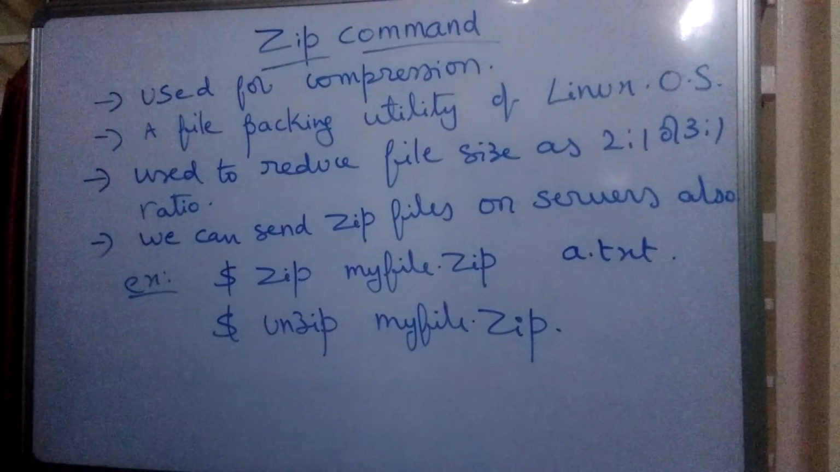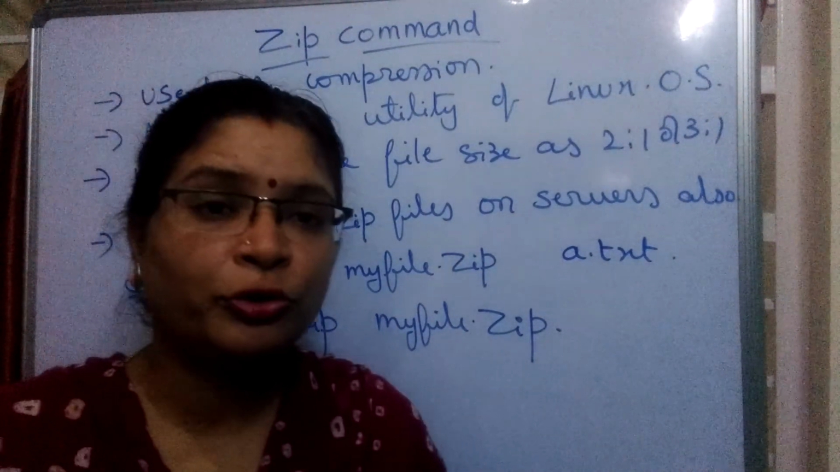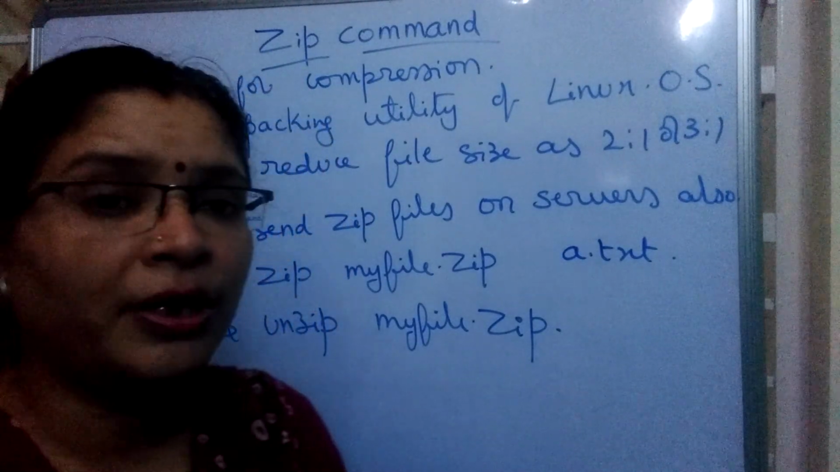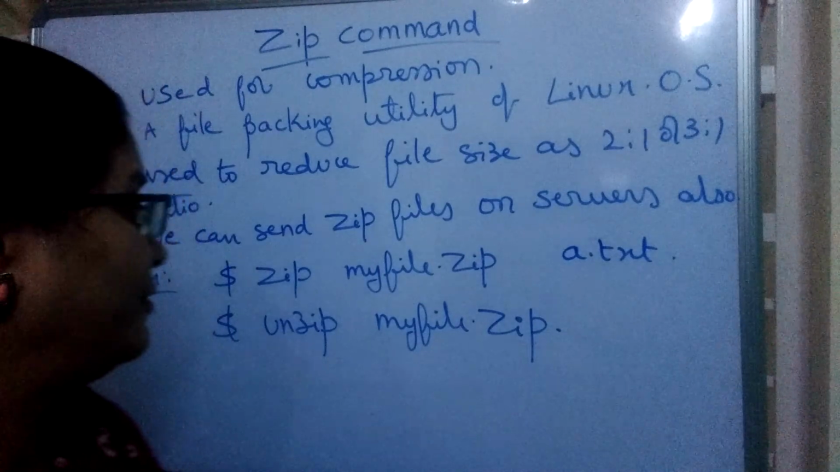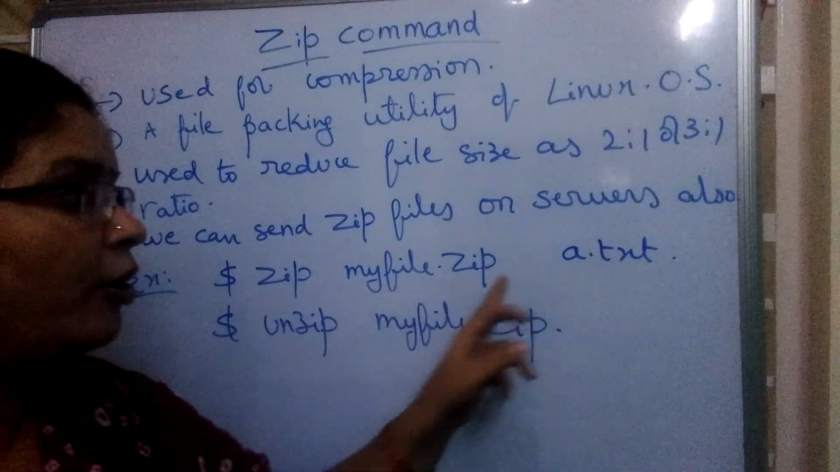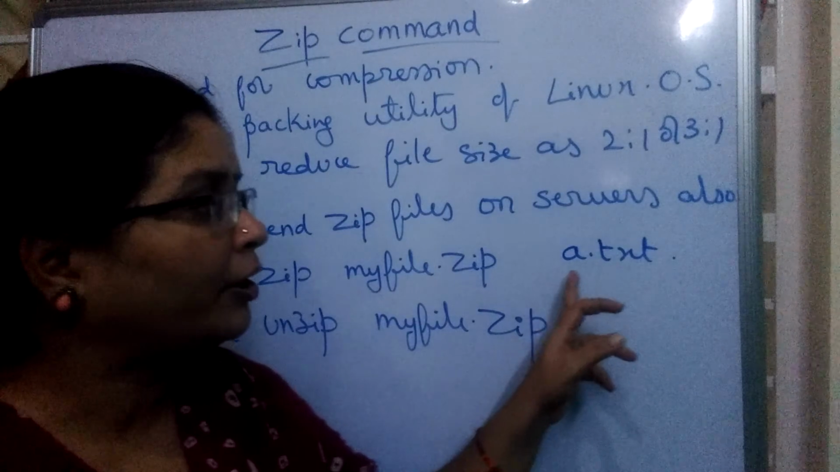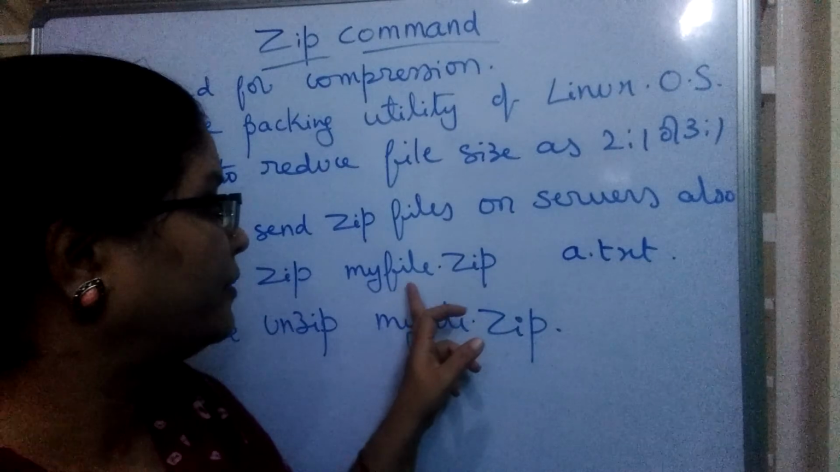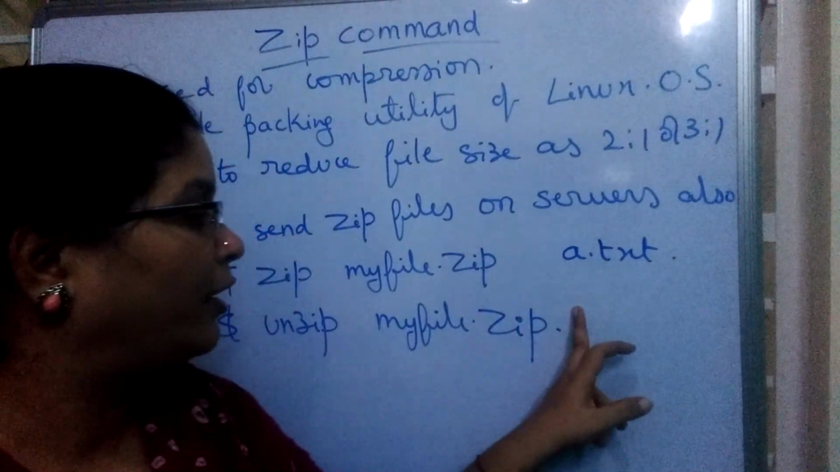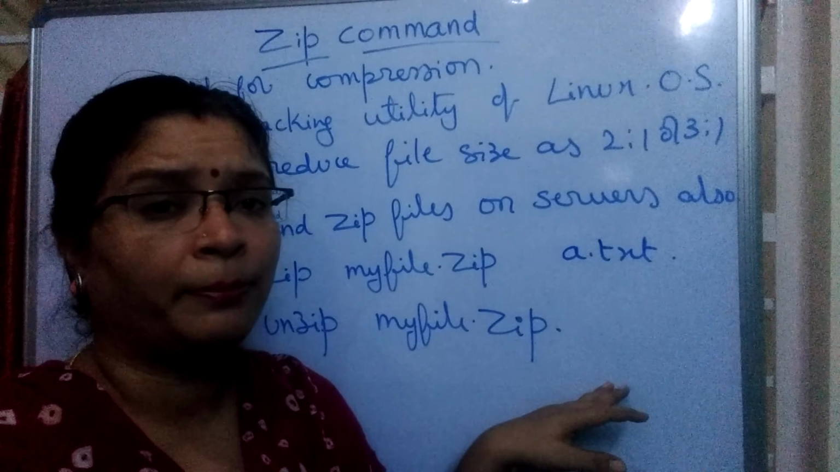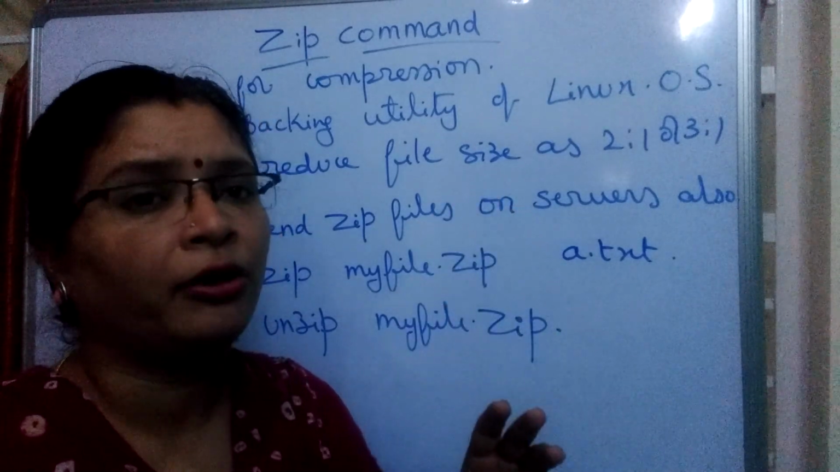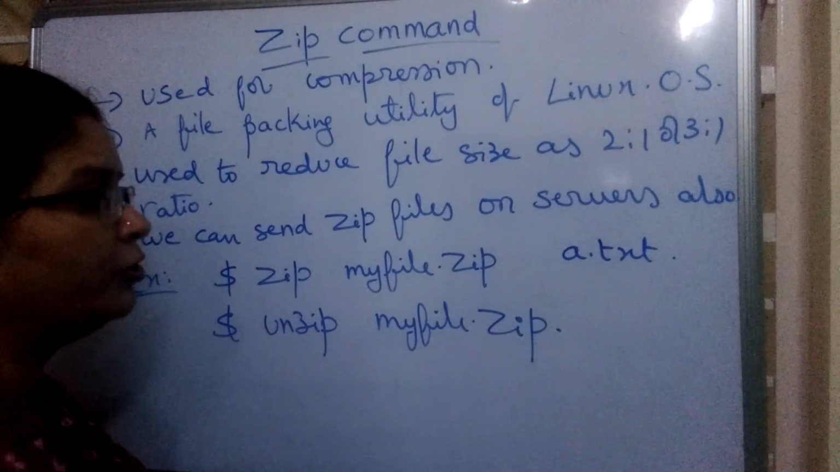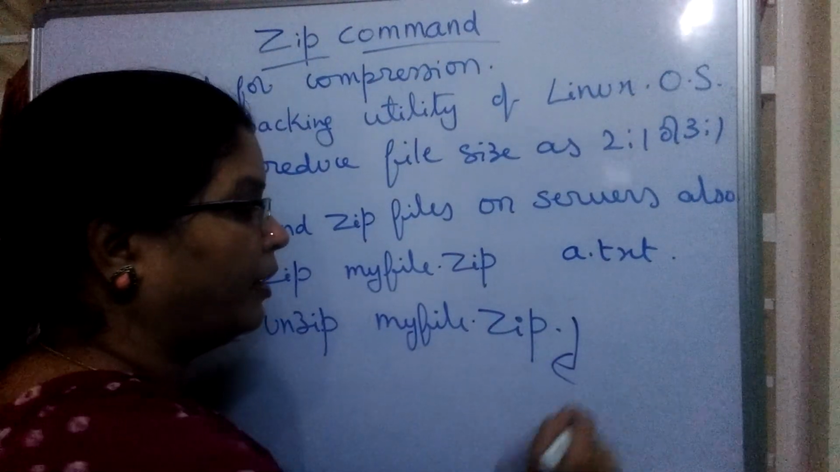Next, we can send zip files to servers also. This command is used to send whatever data we want through servers. The usage of this zip command is given as: zip myfile.zip a.txt. You are compressing the a.txt file, one file, in the form of myfile.zip. So this is the compressed file and this is the original file. In the properties you can see the size of the file, how much it is compressed. Whenever you want to unzip, type unzip myfile.zip, simply press enter, and it will be unzipped.